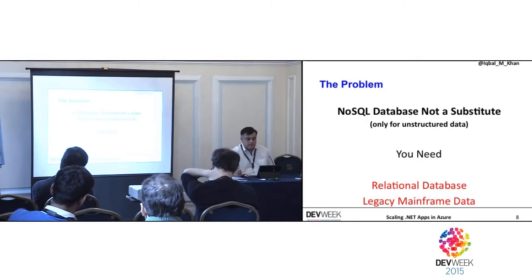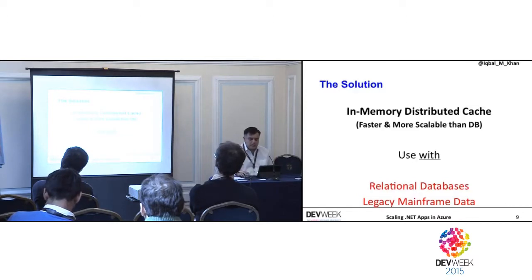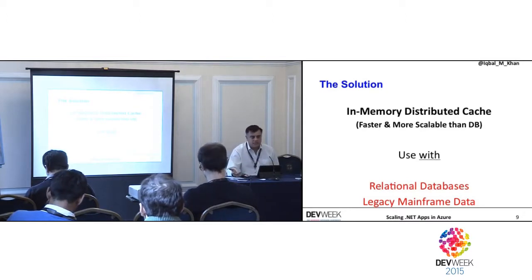So that is where, if you have an in-memory distributed cache, the benefit is that you can use it with a relational database. It does not ask you to replace relational databases with this as the storage. It is not a permanent storage. It's an in-memory store. It's temporary in nature. It is faster and more scalable than the traditional databases. It's actually faster than even the NoSQL database because it's all in memory and it's very close to your application.